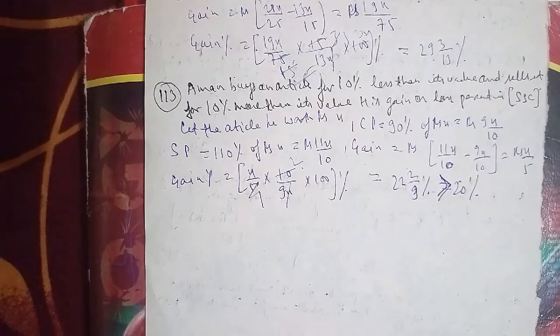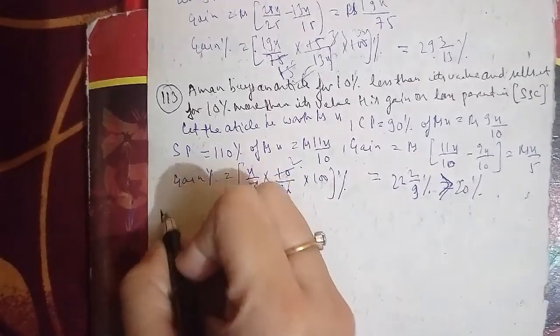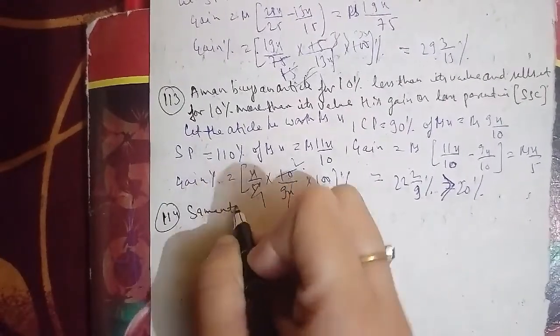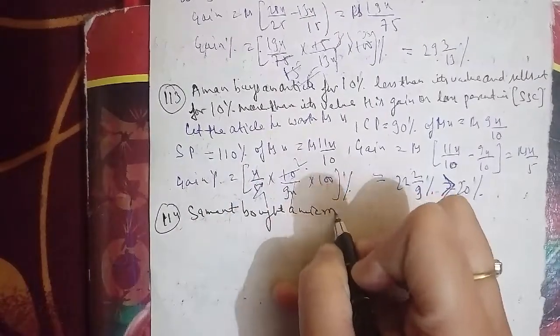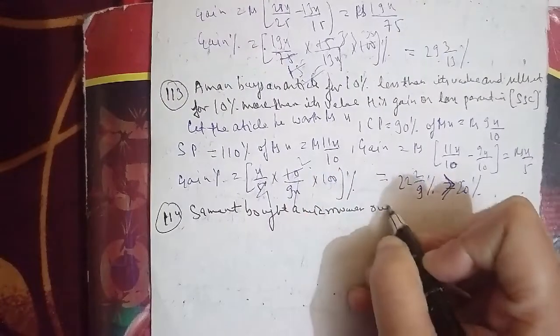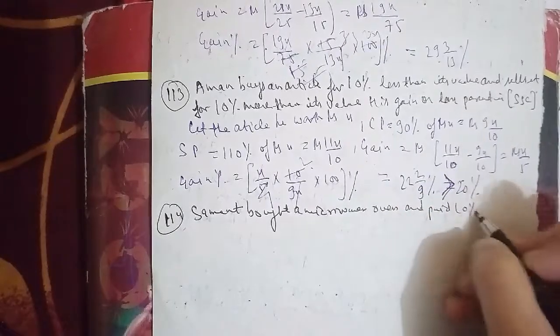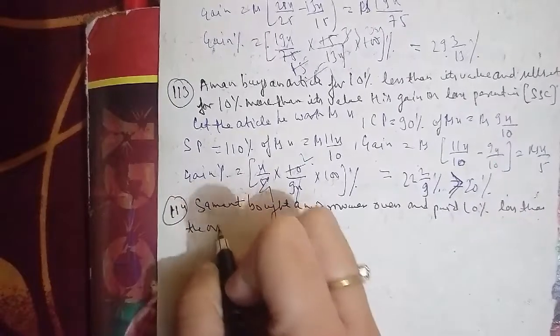What percentage of profit did Samant earn on the original price? That has been asked in the bank PO question paper, which we have to talk about. So we'll have options: 17%, 20%, 27%, 32%, and none of these. So we go ahead for the same here.